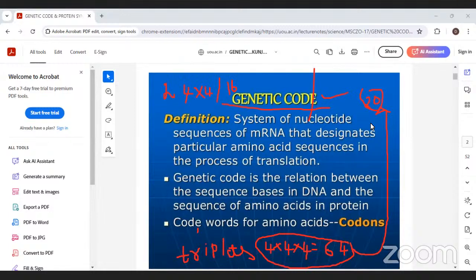What is the name of the code? It is called the degenerate code. The code has been described as degenerate because the same amino acid is coded by more than one base triplet. These code words in the nucleotide sequence of mRNA, specifying particular amino acids, are called codons. Coming to the next one.